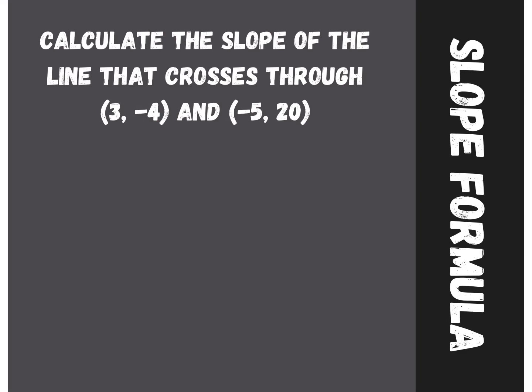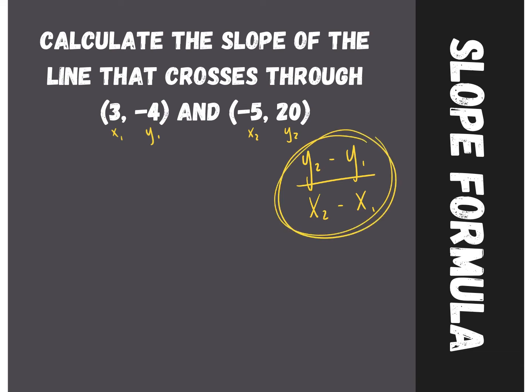Here we're given a line that crosses through the point 3, -4, and -5, 20. According to that formula, we can take y2 minus y1, and we could put it over x2 minus x1. So what does that mean in the context of this problem? Well, remember, each point comes with an x and a y. So I'm going to call my first point x1 and y1, and I'm going to call my second point x2 and y2. Those subscripts are there to differentiate the 2 points. It doesn't mean that we're going to square any values or use exponents. They're just subscripts. They tell us that there's a difference between x1 and x2, and there's a difference between y1 and y2.